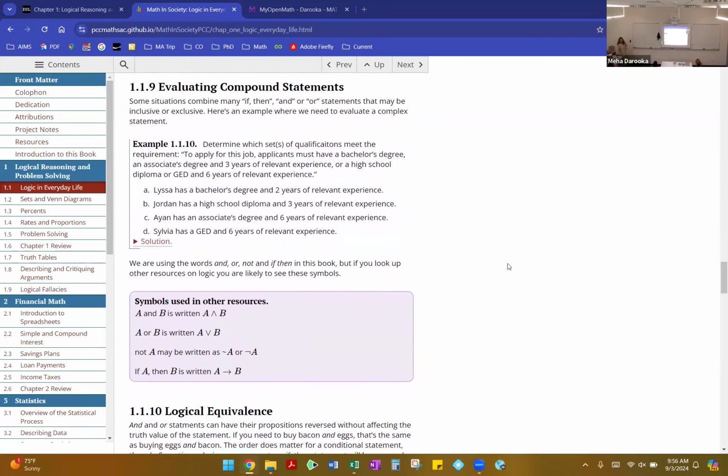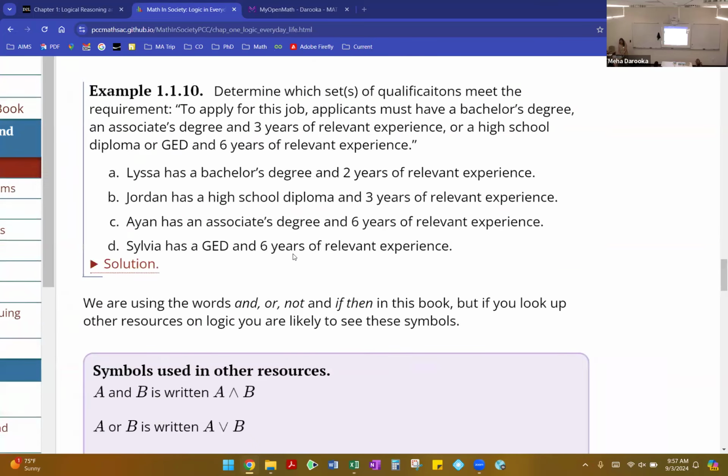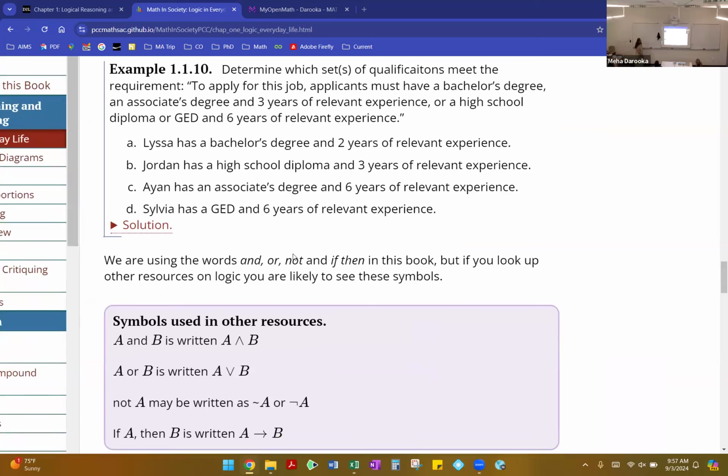Now here we're talking about evaluating these compound statements. That can be with the if-then connectors, with the and and the or connector as well. So let's take a look at this example over here, number 10. So they're saying determine which set of qualifications meet the requirement. To apply for this job, applicants must have a bachelor's degree, an associate's degree, and 3 years of relevant experience, or a high school diploma or GED, and 6 years of relevant experience.